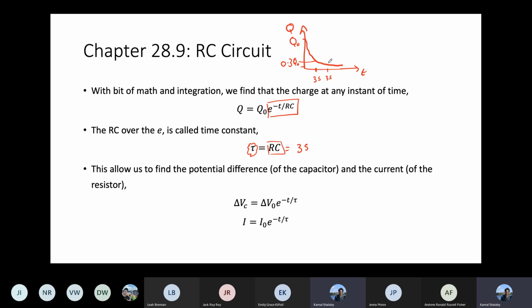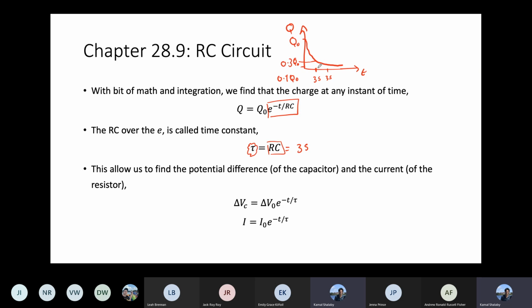And after another 3 seconds it's going to be even less than that. It's going to be like 0.1 something. So in a way, it gives us a step function. After each individual amount of time, you know how much the Q will be, so you don't really care about what's in between.